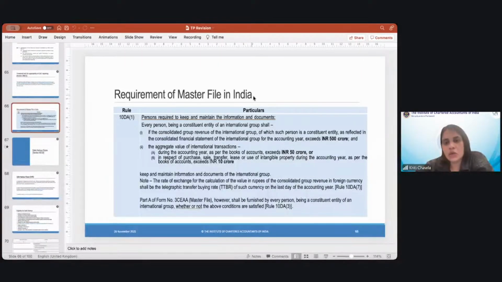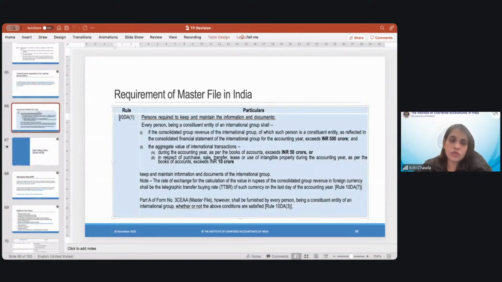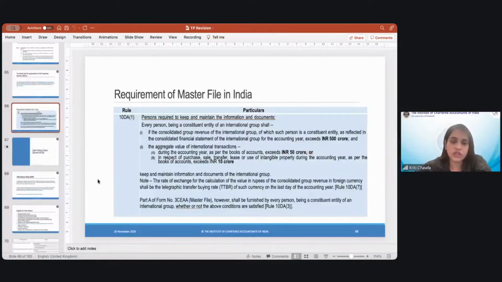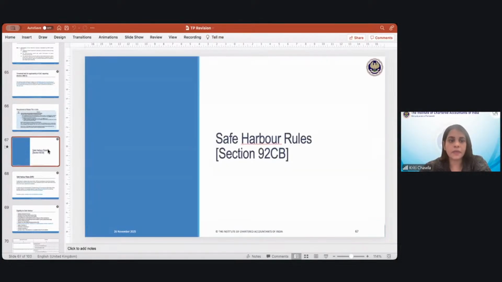Then there is the requirement for a master file also in India, as I mentioned, and this is coming from Rule 10DA(1). This is where the requirement comes into existence where the consolidated group revenue, as per the books of accounts, exceeds 50 crore, or the intangible transactions are more than 10 crore. Then only you will have to maintain a master file. Just remember that there is an 'and' here, and then there is an 'or' out here. So this is something that you need to keep in mind.